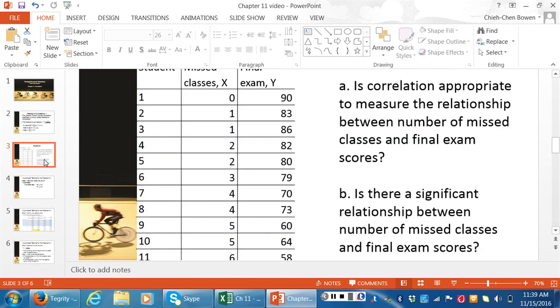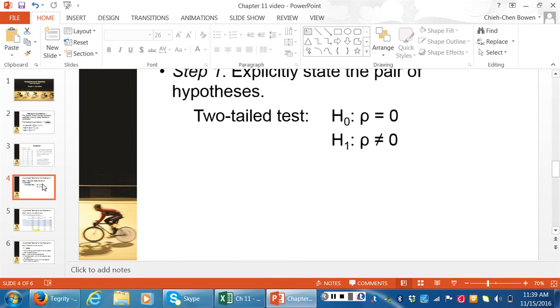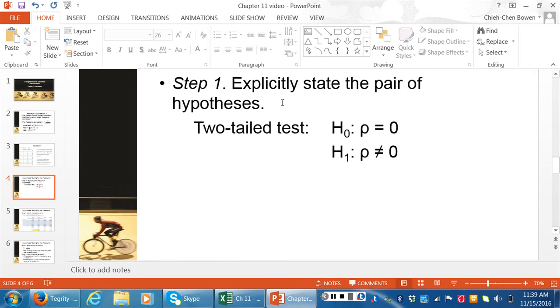Let's go through and finish the question. The second part of the question is: is there a significant relationship between the number of missed classes and final exam score? We don't know whether the relationship is positive or negative. So your hypothesis, step number 1, explicitly state the pair of hypotheses. It's going to be a two-tailed test. Rho equals 0, rho not equal to 0.